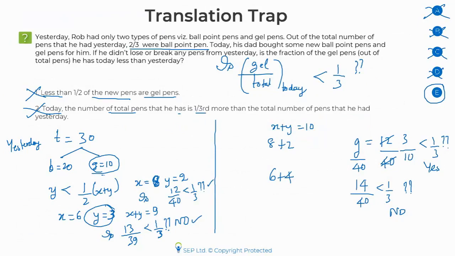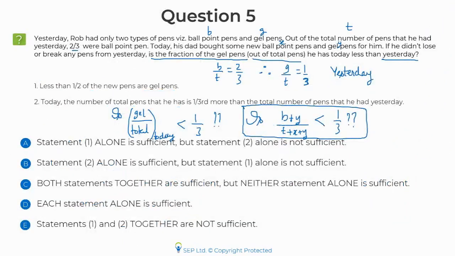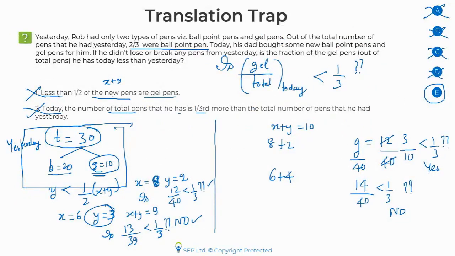So from statement 1, remember, the numbers that we have taken here are taken in such a way that we don't encounter decimals. This is the total yesterday, 30, out of which ballpoint pens are 20 and gel pens are 10. Remember, this is yesterday, right? The first statement says less than half of the new pens. Remember, the new pens are X plus Y, as I said in the previous slide. New ballpoint pens are X and gel pens are Y. So when you say new pens, you're saying X plus Y, right? So you're saying Y is less than half of X plus Y, right?